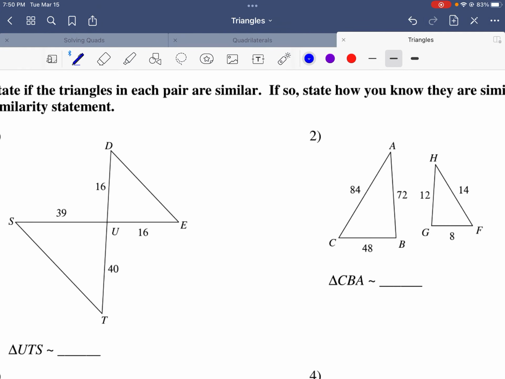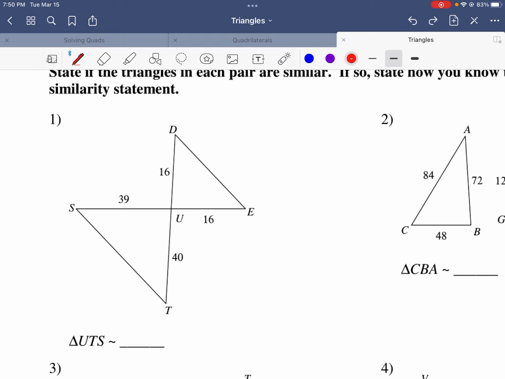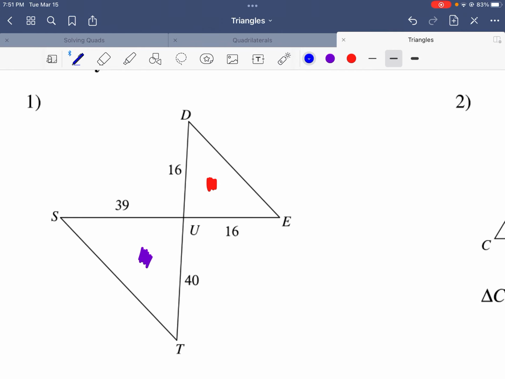So I see here that these two, well, let me back up. The two triangles that we're checking if they are similar are this red triangle and this purple triangle. Let's start out with that. These two are the triangles we are looking to see if they're similar. So now let's jump in. I can see that this angle and this angle are congruent because of vertical angles.